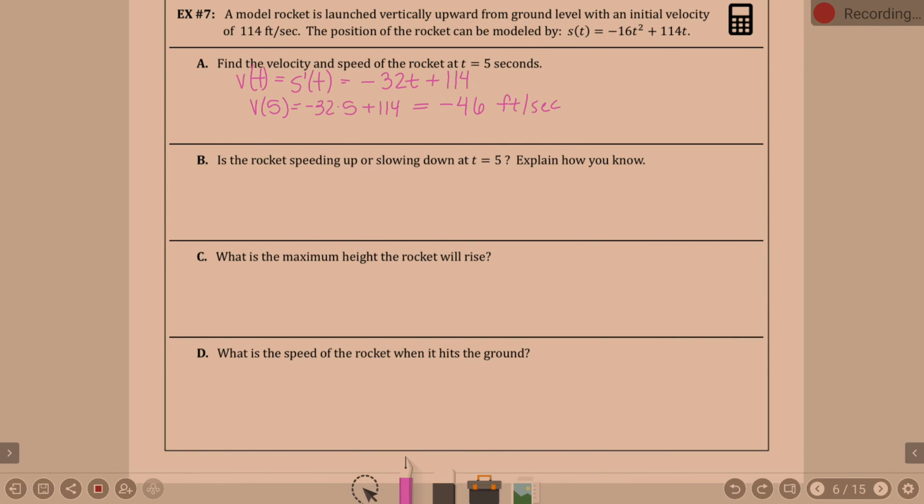It also asked me for speed. What is the speed? The absolute value of velocity. So speed is positive 46 feet per second.